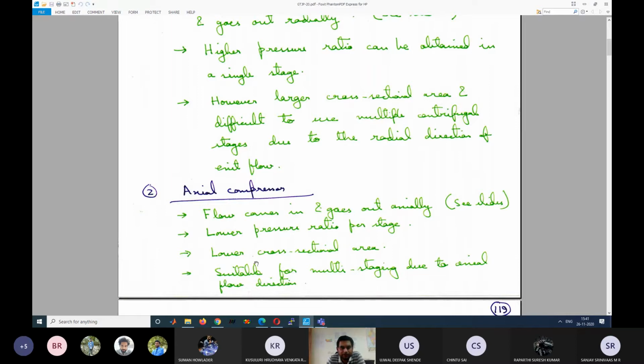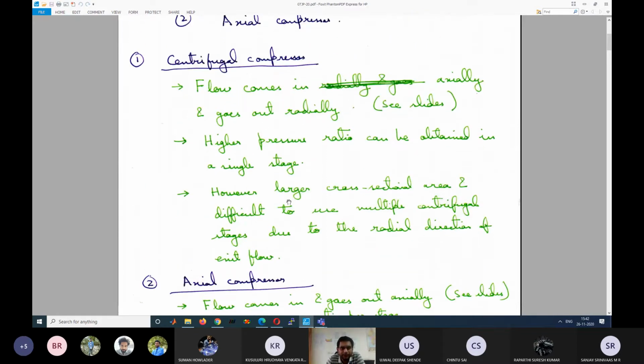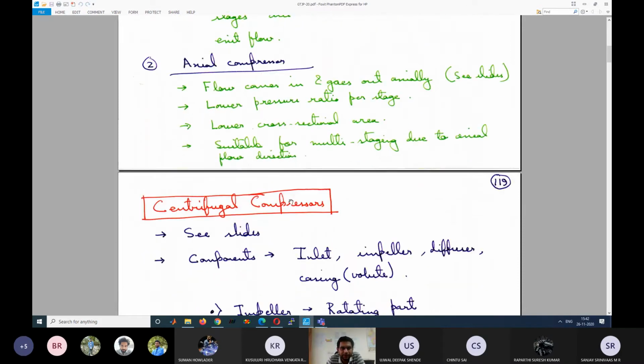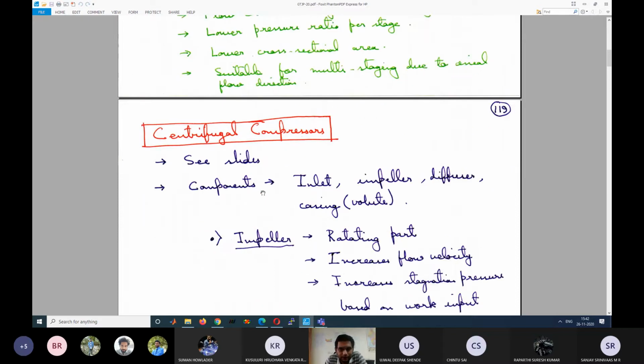However, there are advantages. The main advantage is that the cross-sectional area is low, and they are also suitable for multi-staging. In modern aircraft engines, you need 10 to 12 stages minimum to reach a very high pressure ratio of 20 to 30. So for modern jet engines, we generally see axial flow compressors instead of centrifugal compressors. We'll go into further details of centrifugal compressors in today's class and axial flow compressors in the next class.